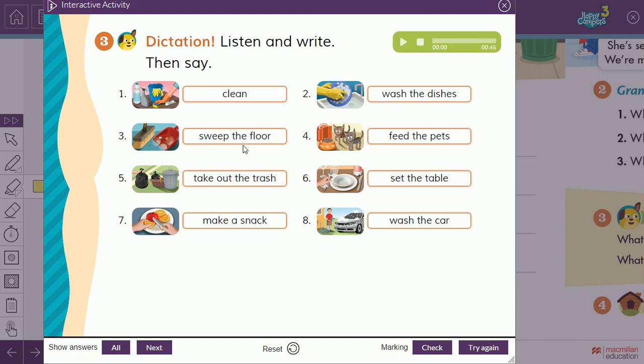Chores, I told you that chores are the activities that are repeated every day. Feed the pets. Pets are domestic animals. Feed the pets. These are cats, they are pets. Take out the trash. This is the trash. Take out the trash every day. Set the table, to organize the table before eating. Start eating. Make a snack. Make a snack, in French préparer un repas. And wash the car. So these are chores activities, activities that are repeated every day or daily.